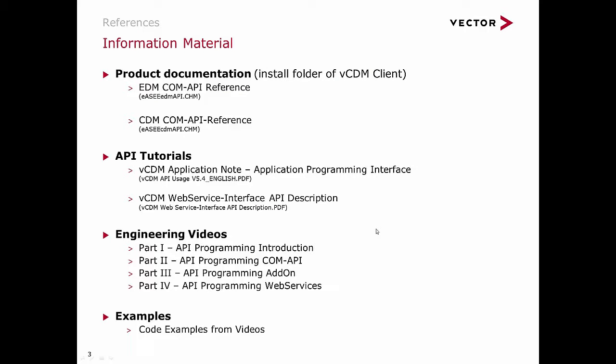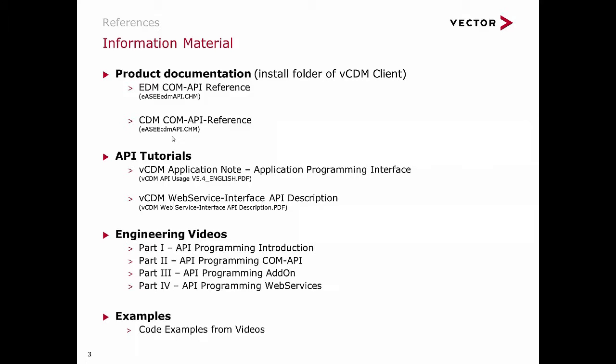If you want to have a look at further information material, we have at once the product documentation, which is installed in your vCDM client. Just open the installation directory of your vCDM client, go to the subfolder help, and there you will find many CHM files, Windows help files. There are 2 important ones if you want to develop with the vCDM APIs. The first one is the ECDM API CHM. The second one is the ECDM API CHM.